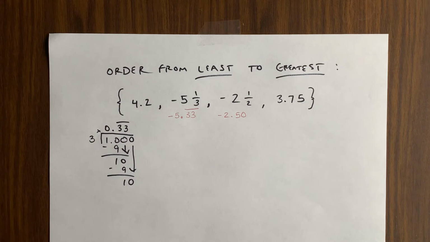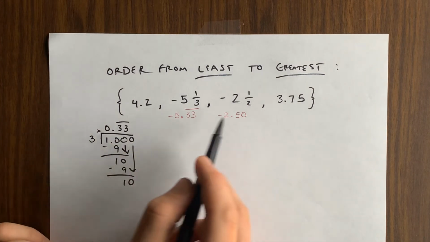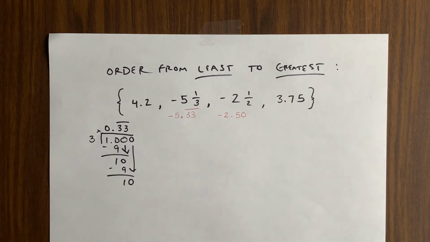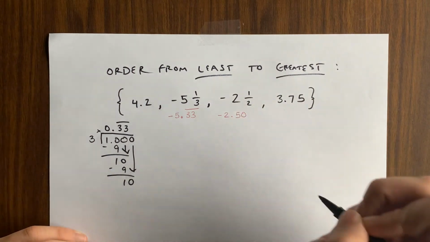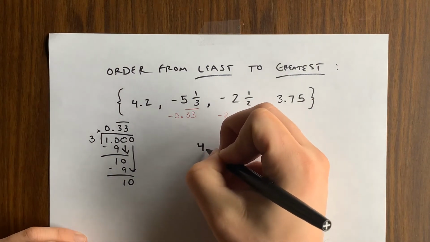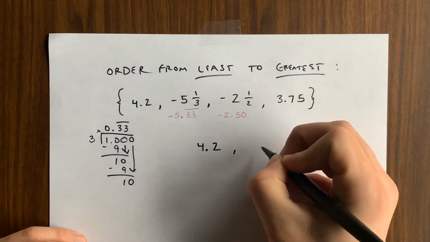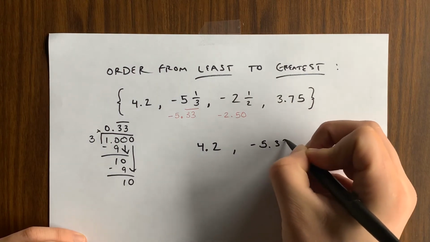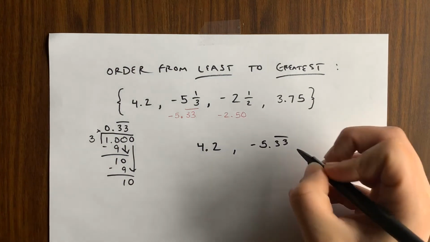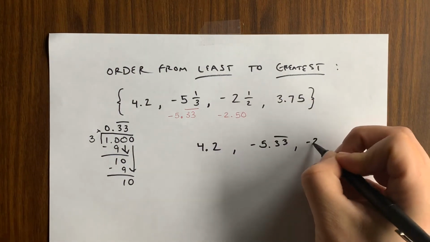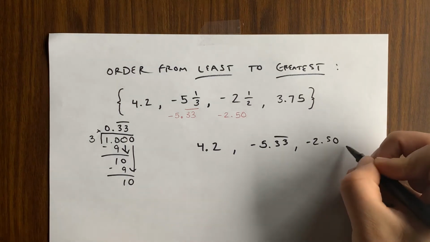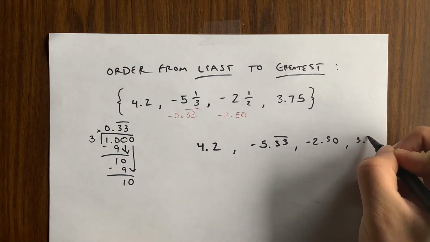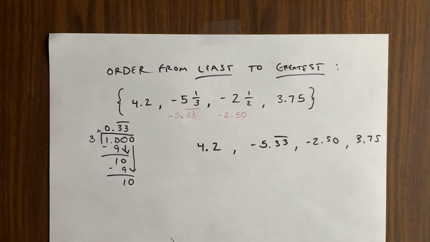We can start ordering from least to greatest because all of my numbers are in decimal form, and it's easy to compare with decimals, okay? So here are my numbers. I'm just going to rewrite them so I can stay organized here. I have 4 and 2/10. I have -5 and we have that 3 repeating. I have now a -2.5, or -2 and 50/100, and then a +3 and 75/100.